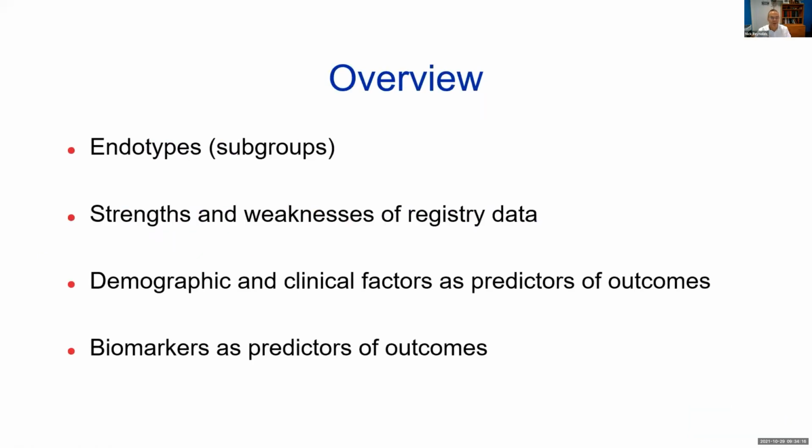So in thinking about what registries have taught us about stratification, I want to briefly consider endotypes or subgroups, then discuss the strengths and potential weaknesses of registry data, and then think a little bit about the kinds of data that allow us to stratify, which are predominantly two kinds. One, the demographic and clinical factors that clearly are collected as part of a registry. And secondly, biomarkers, which are increasingly developed with samples being collected associated with these registries.